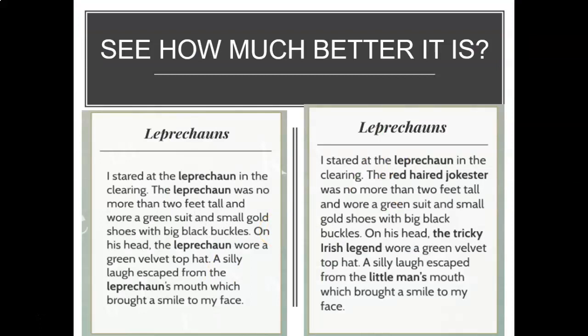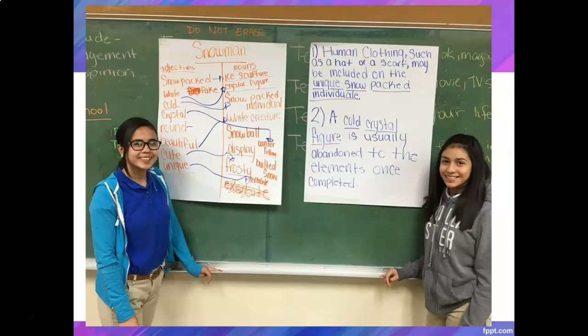See how much better this new paragraph is? I stared at the leprechaun in the clearing. The red-haired jokester was no more than 2 feet tall and wore a green suit and small gold shoes with big black buckles. On his head, the tricky Irish legend wore a green velvet top hat. A silly laugh escaped from the little man's mouth, which brought a smile to my face. That sounds so much better because I'm not saying the word leprechaun over and over and over.